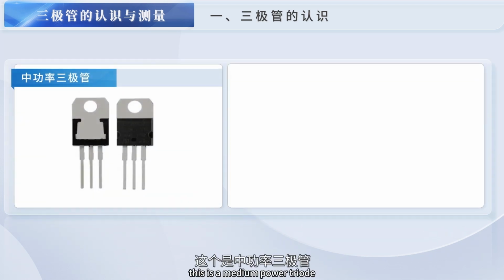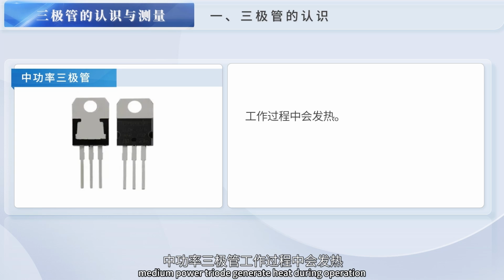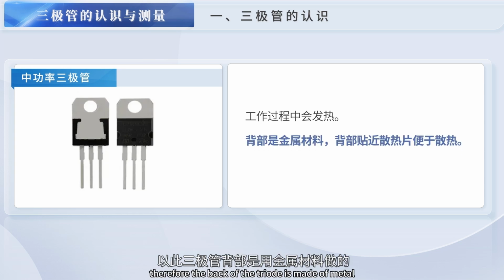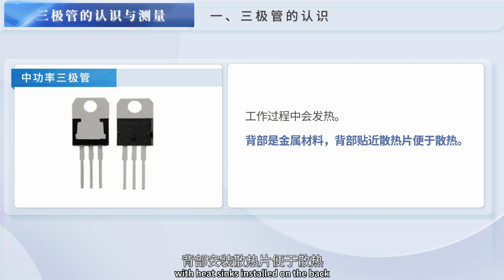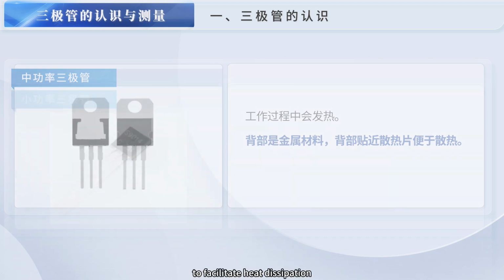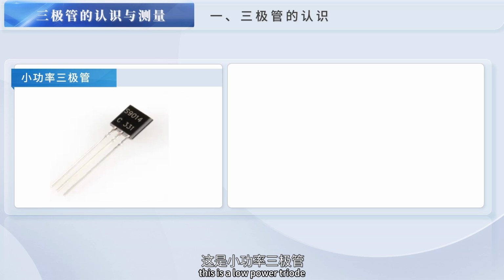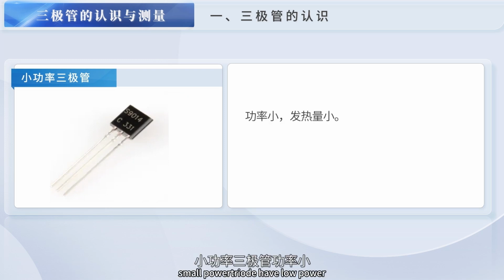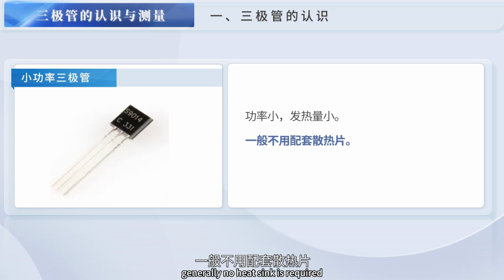This is a medium power triode. Medium power triodes generate heat during operation. Therefore, the back of the triode is made of metal, with heat sinks installed on the back to facilitate heat dissipation. This is a low power triode. Small power triodes have low power. With small heat generation, generally no heat sink is required.